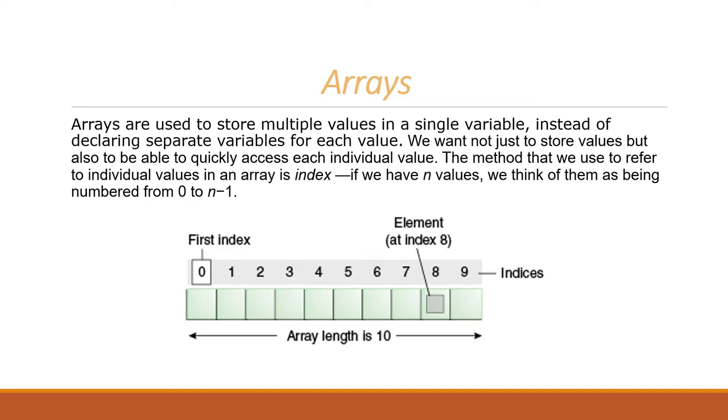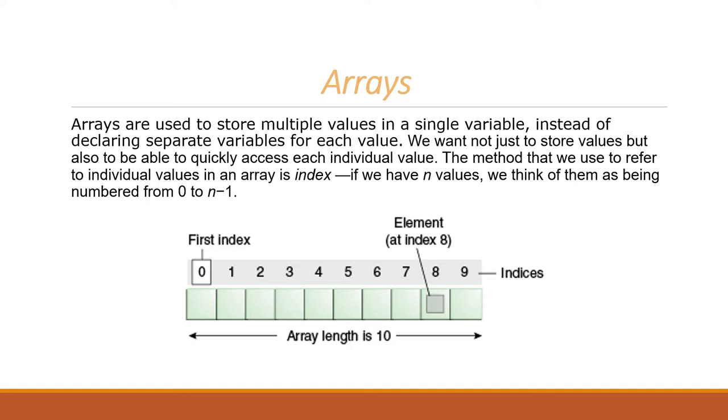Now, what's the meaning of this? Let's say I store 10 values in an array and I want to access the third value. How will I access it? Because everything is stored in one variable, and if I want to access a particular value, I need to give its address. And the address of a particular value is called index.